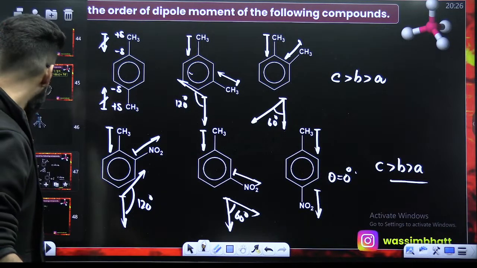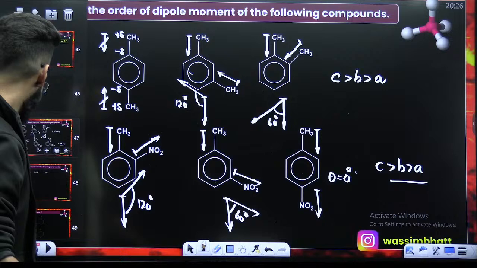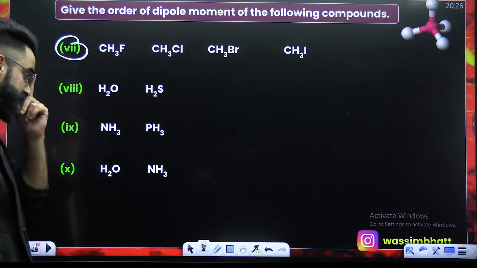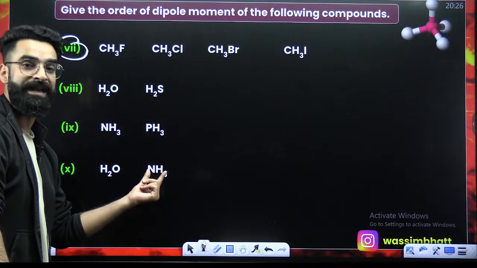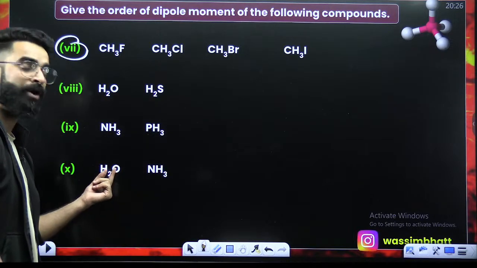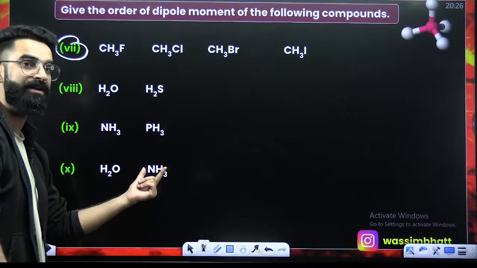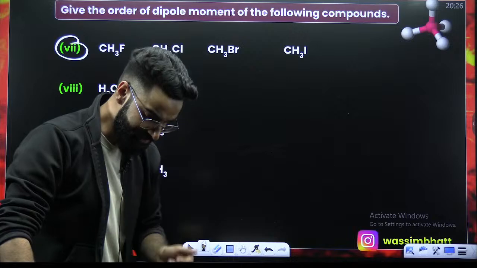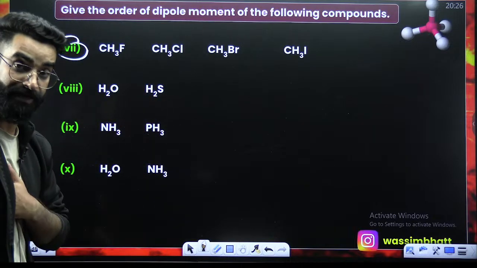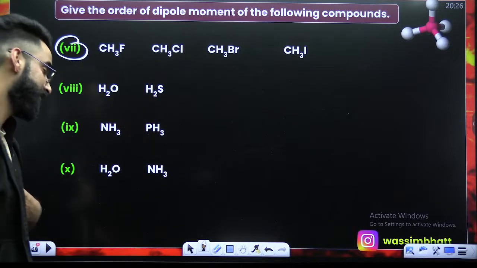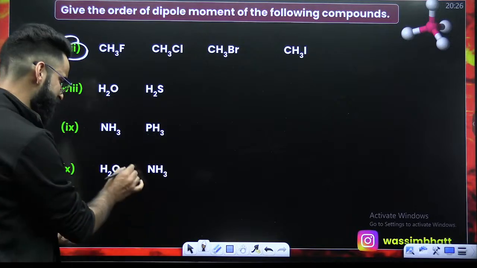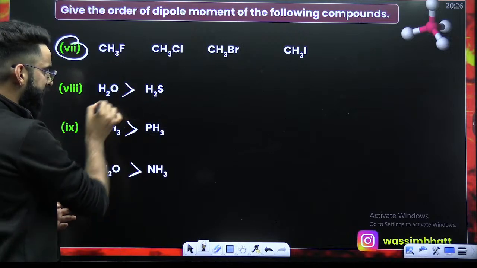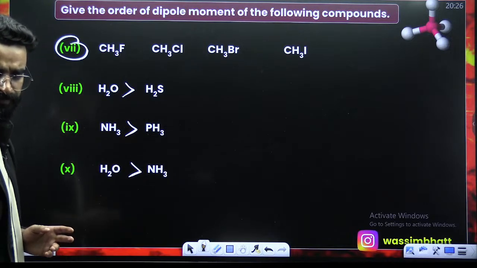Is it clear? Now guys, leave this case aside. Talk about all the other cases first. H2O and NH3: here the bond is between O and H, here the bond is between N and H. The more the electronegativity difference, the more the dipole moment, which I told you a few minutes back. This is the order. Simple.